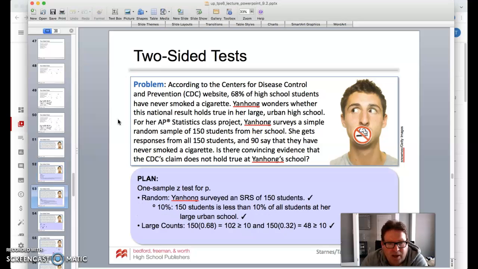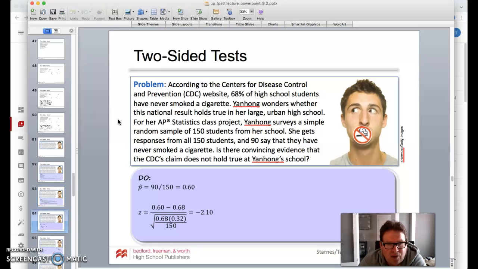All right, so plan: one-sample z-test. We'll check our conditions. Yes, it's a simple random sample, and the 10% condition holds: 150 is less than 10% of all the kids in our school. And then our large counts conditions, those are both bigger than 10. So we've got that. Now let's do the do step.